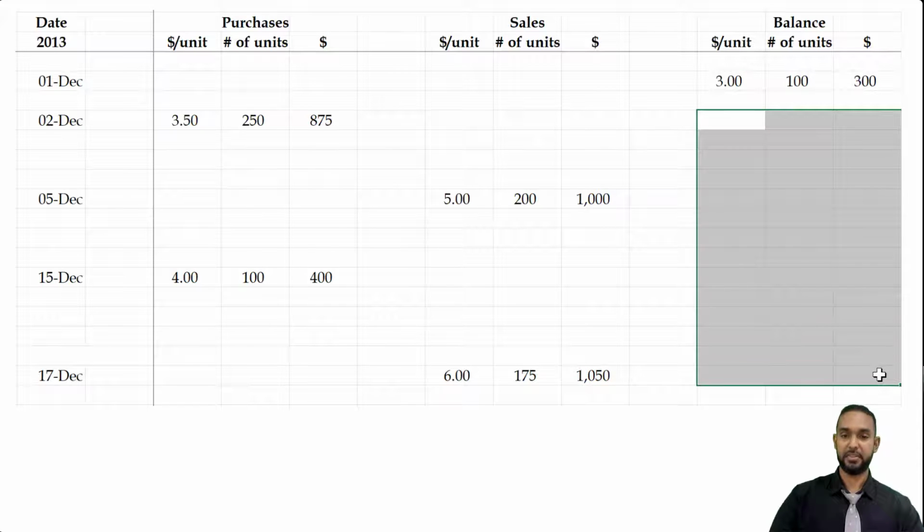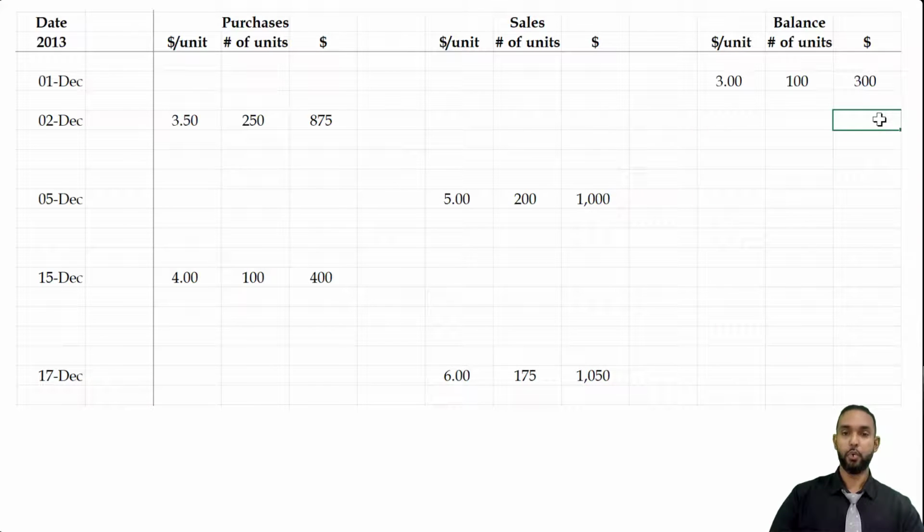And what we have to do is fill out the worksheet, which means that we need to populate this section across here to show what happens to the composition and value of the closing stock after every transaction. So after our opening stock on December the 1st, we make a purchase of 250 more units at $3.50 each for a total value of $875.